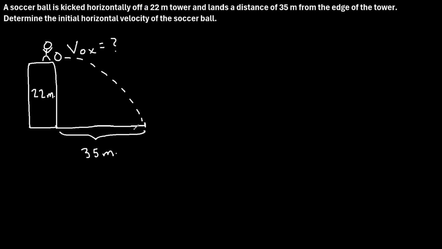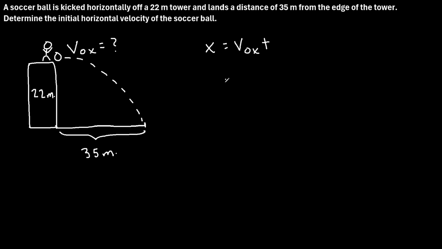So the key equation that we're going to use here is x, the displacement in the x direction, or the horizontal direction, is equal to the initial velocity in the x direction times time. So we know what this x value is. That's 35 meters. That's the displacement of the ball. And we want to find this initial velocity in the x direction, but we don't know the time. So we don't know the time that it will take for the ball to actually reach the ground. So first we need to figure out what this t value is.